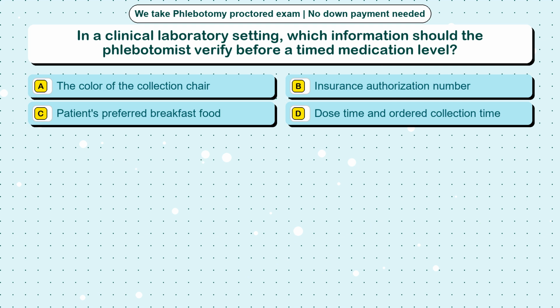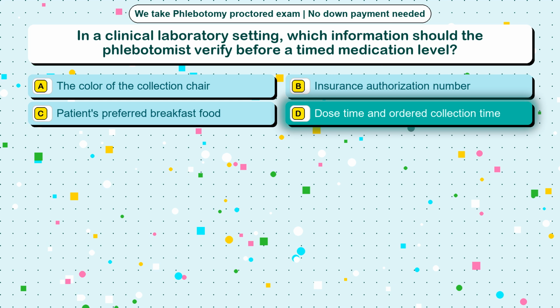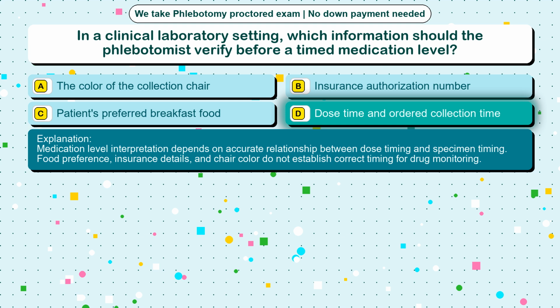Question 29. In a clinical laboratory setting, which information should the phlebotomist verify before a timed medication level? Option A. The color of the collection chair. Option B. Insurance authorization number. Option C. Patient's preferred breakfast food. Option D. Dose time and ordered collection time. The correct answer is option D. Dose time and ordered collection time. Medication level interpretation depends on accurate relationship between dose timing and specimen timing. Food preference, insurance details, and chair color do not establish correct timing for drug monitoring.